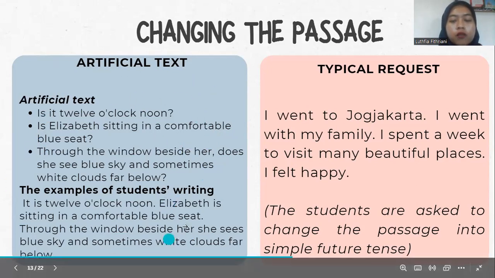And this is an example of the students' writing. It is 12 o'clock noon. Elizabeth is sitting in a comfortable blue seat. Through the window beside her, she sees blue sky and sometimes white clouds far below.